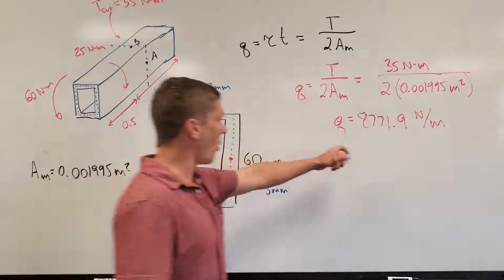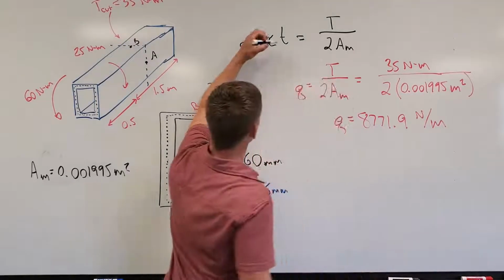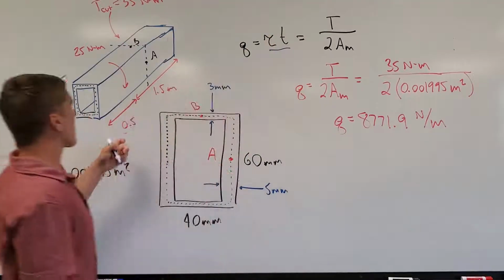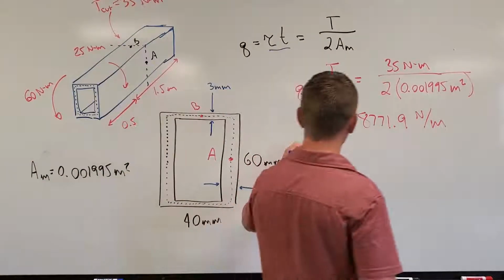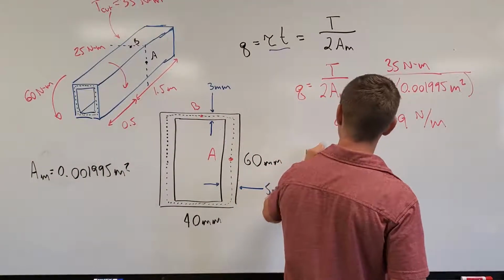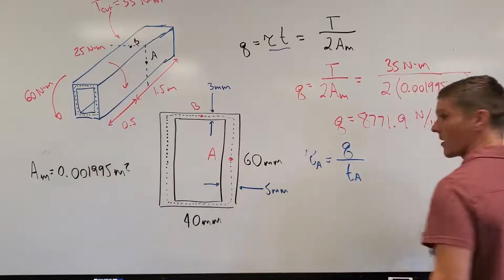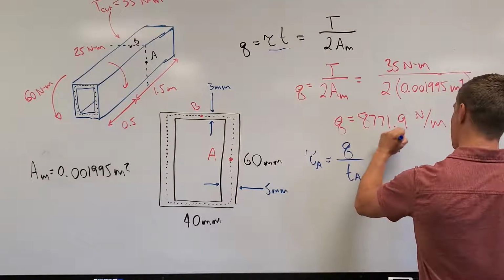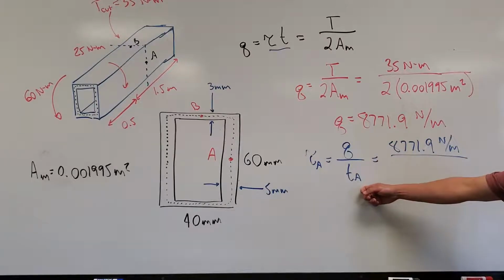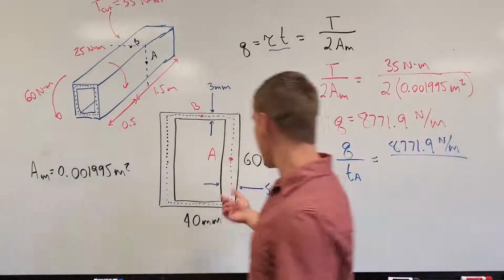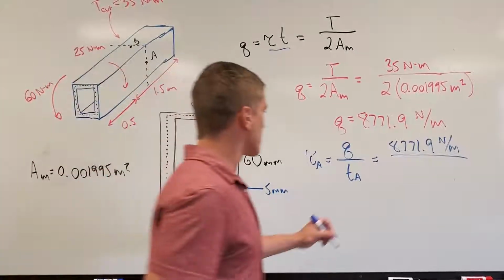Okay, well now that we know what our shear flow is, we can then use our first equation, our definition of what shear flow means, in order to determine what our shear stress is at A and B. So we can say that our shear stress at A is going to be equal to our constant shear flow divided by our thickness at A. So this is equal to 8771.9 newtons per meter, divided by our thickness at A. Our thickness at A was 5 millimeters, which we need to convert to meters.